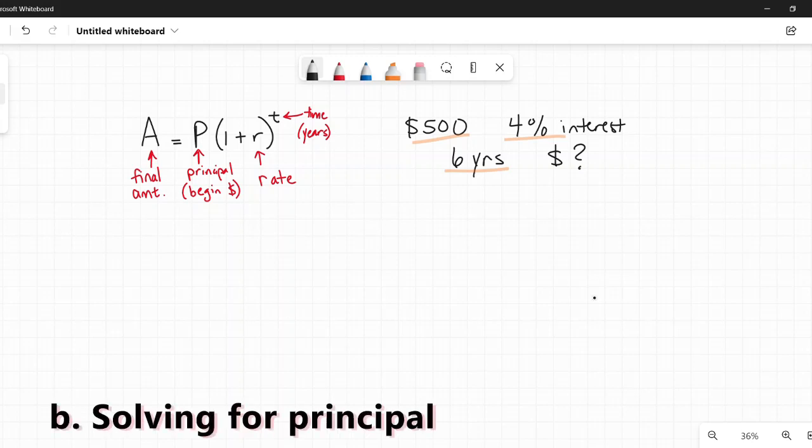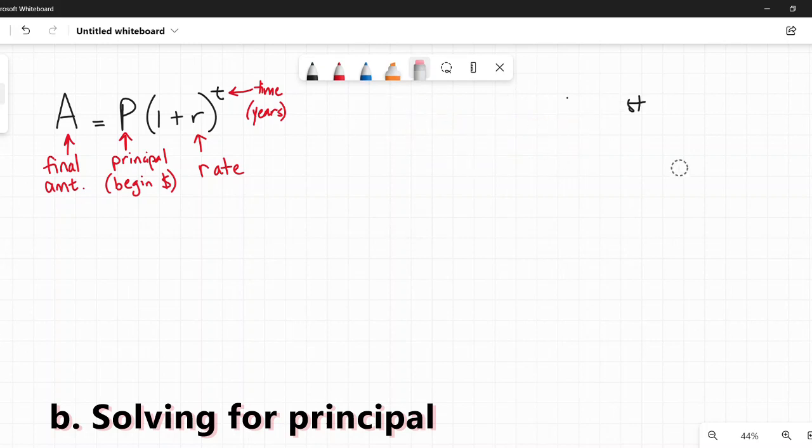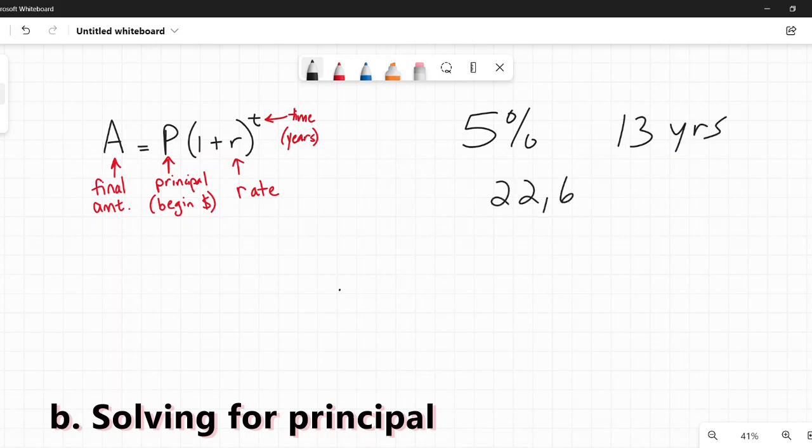The next one is going to be, all right. Let's say a certain person put money in an account that pays 5% compounded annually. After 13 years, they have $22,627.79 in their account. How much did they start out with? Or what was the beginning amount?